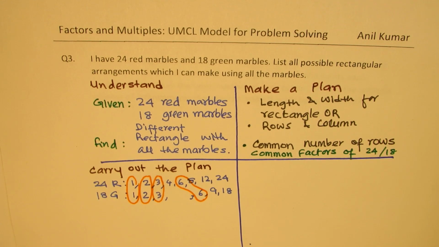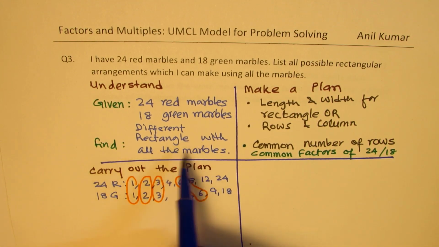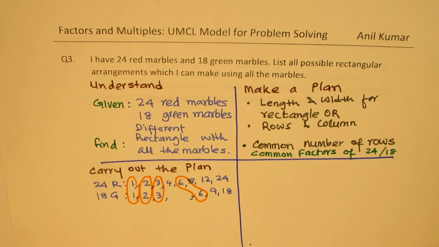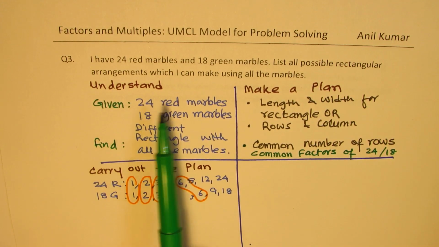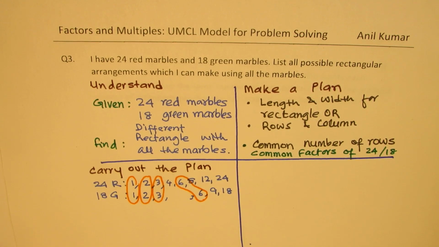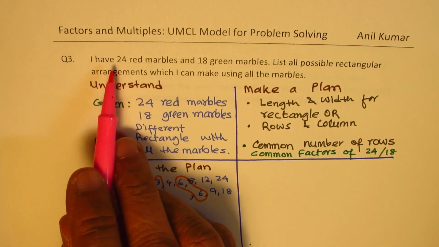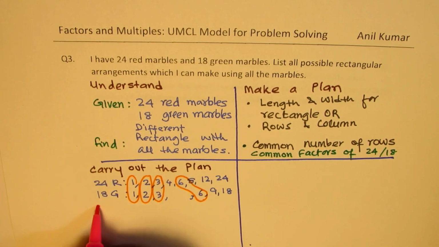Okay. Now, how do we make this rectangle? Now we get it that 1 is common, right? So it means what? We have to use all of them together. So when I say 1 is common, there are 24 red and 18 green, right? So let's use this pink as red for us. So we have 24. So we'll just put them together.